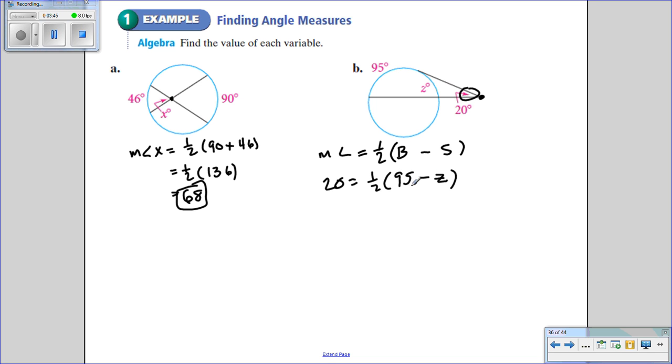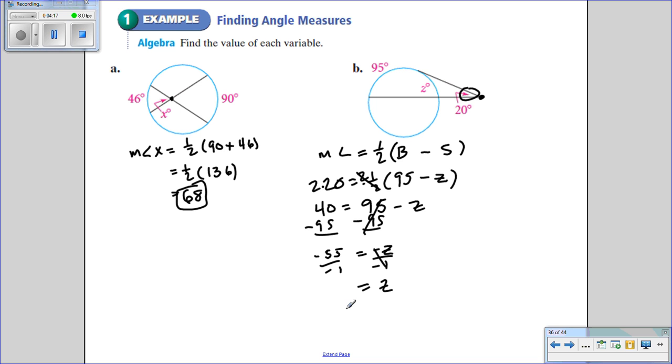We're going to use the same formula, except now we're going to try to get z by itself. First I'm going to cancel this fraction by multiplying by the reciprocal of half, which is 2. So that gives you 40 equals 95 minus z. Now I'm going to subtract 95 from both sides. So that gives you negative z equals 40 minus 95, which is negative 55. Then I'm going to divide by negative 1. And my missing arc in this case was positive 55.